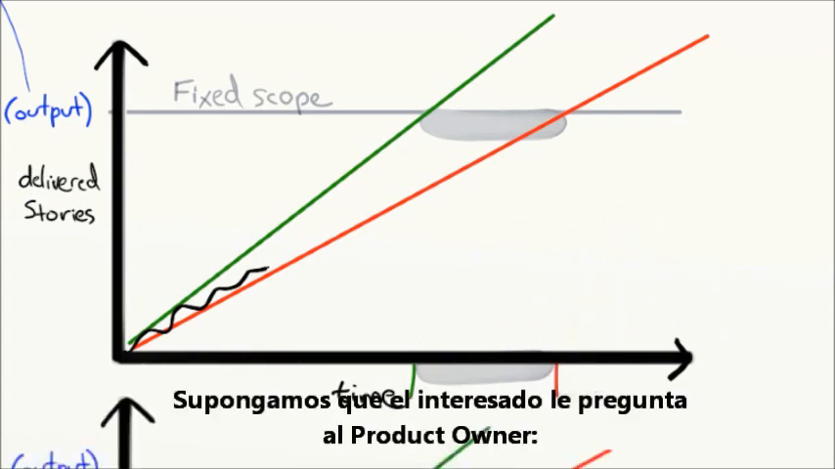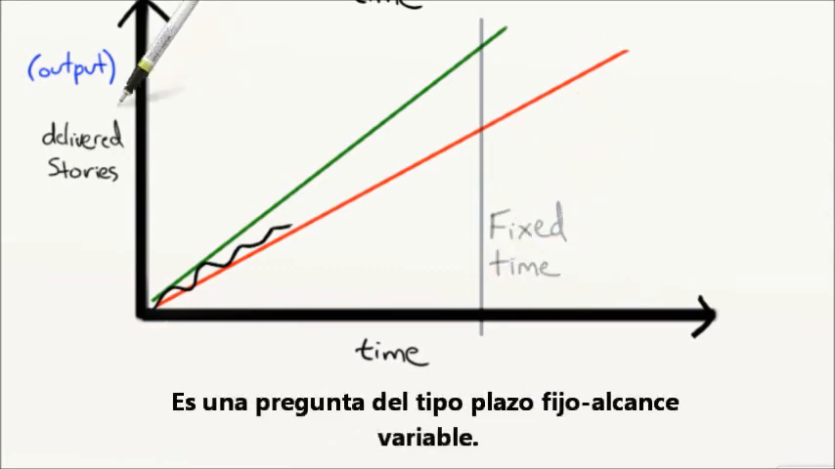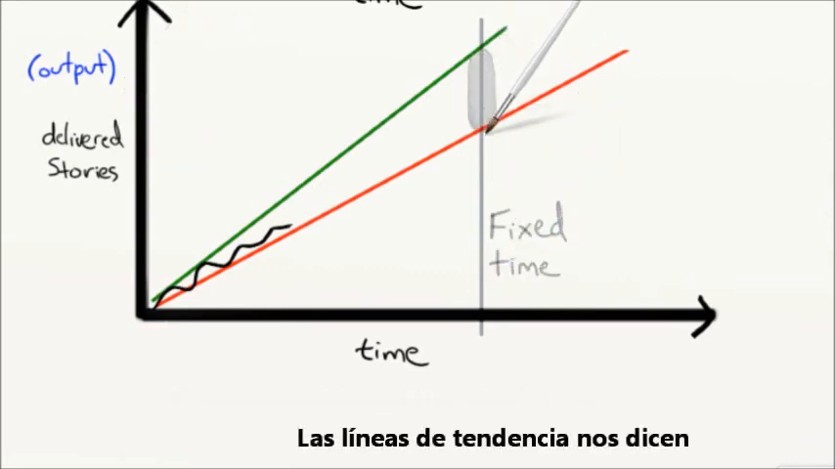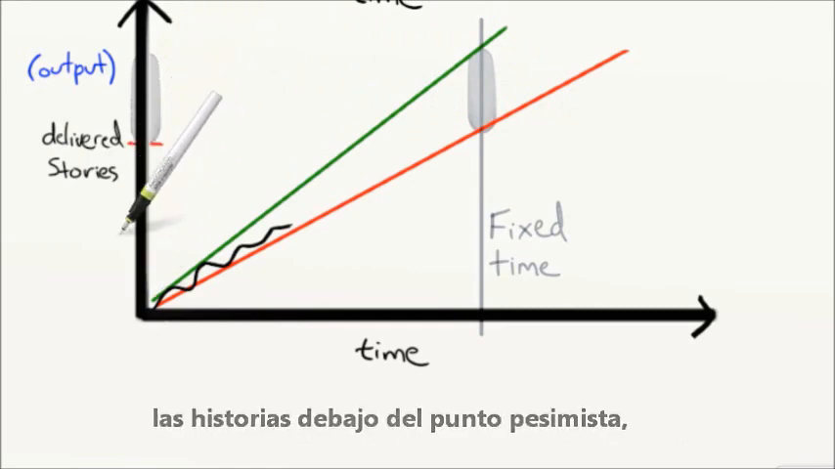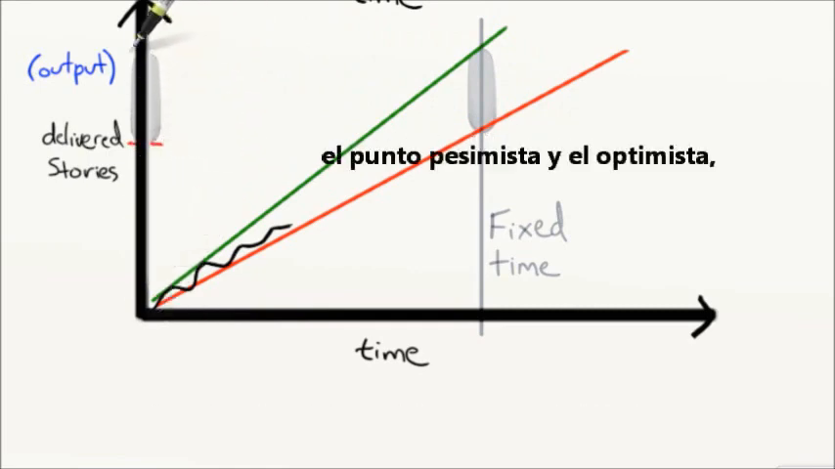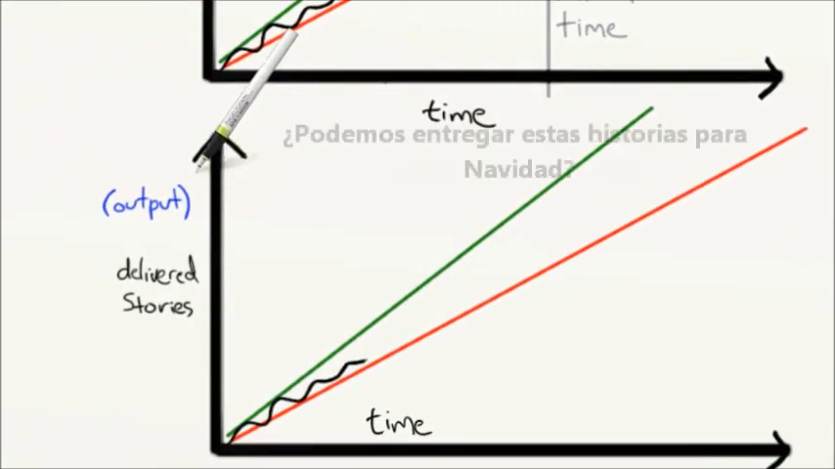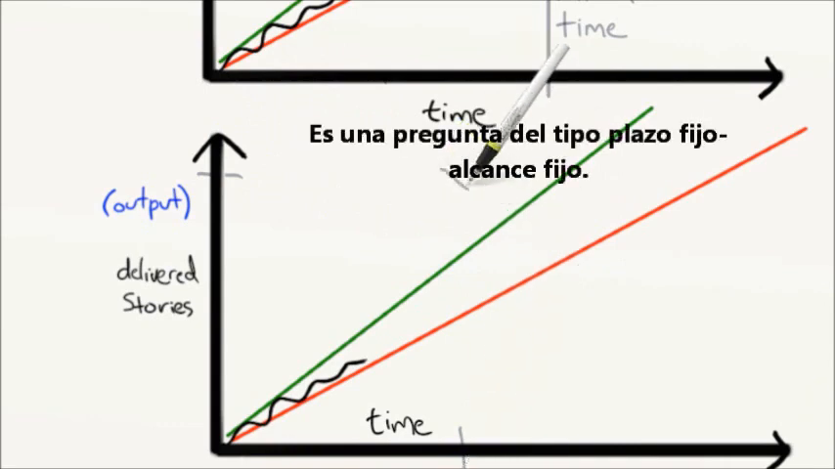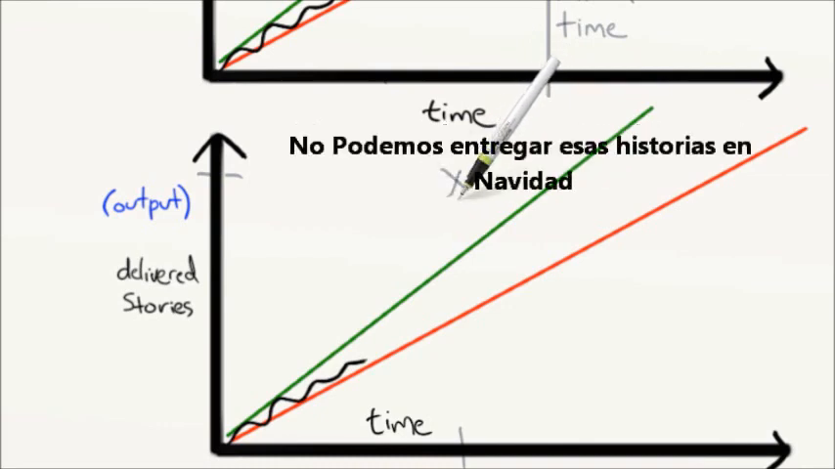Suppose the stakeholders ask Pat, how much will be done by Christmas? That's a fixed time, variable scope question. The trend lines tell us, we'll most likely finish all of these by Christmas, some of those, and none of those. And finally, suppose the stakeholders say, can we get these features by Christmas? Now, that's a fixed time, fixed scope question. Looking at trend lines, Pat says, nope, sorry, ain't gonna happen.